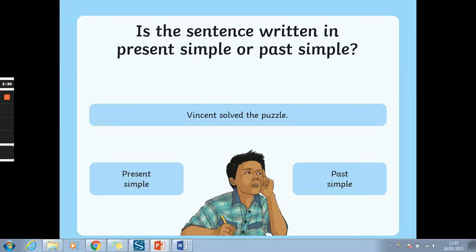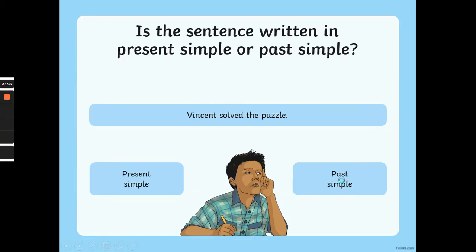Now, if he was doing the puzzle, it might be Vincent is solving the puzzle, because that's what would be happening in front of your eyes. If Vincent already was doing that earlier and you'd watched him earlier, but now you were telling somebody, you would say Vincent solved the puzzle because it's done. So solved is the past tense. Solving would be the present. So solved. So I think this is the past.